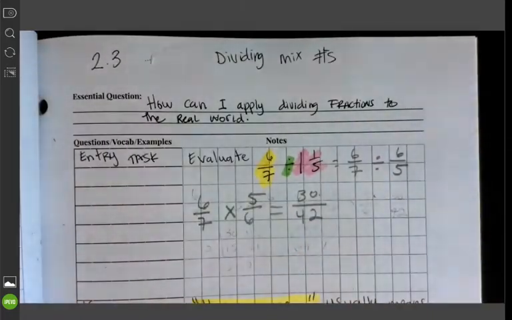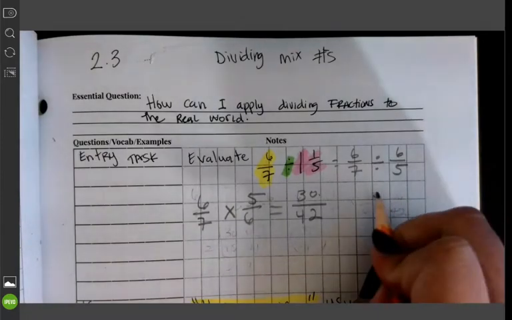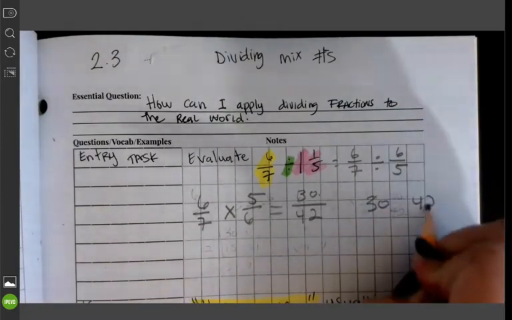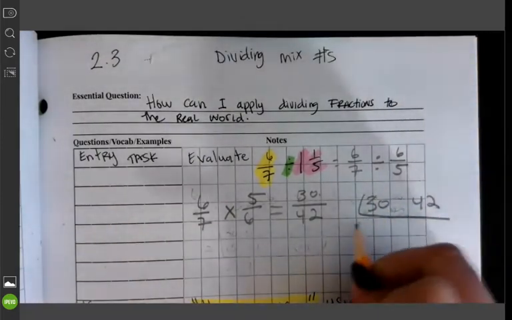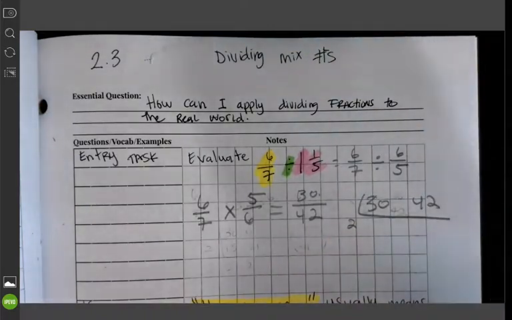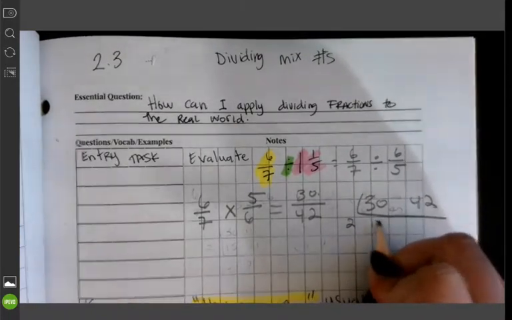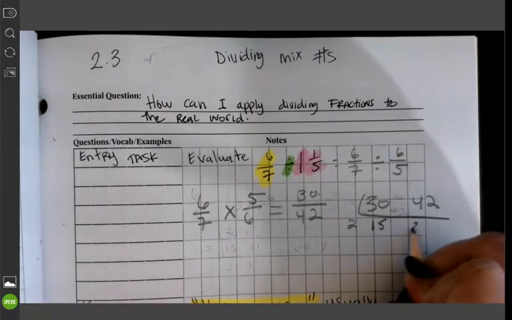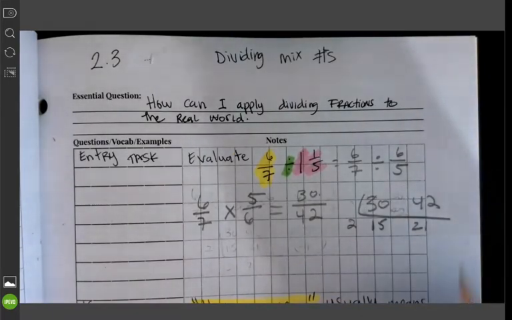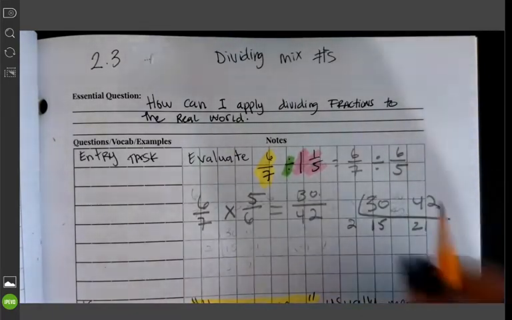Let's find what this is in simplest form. So I have 30 and 42. They're both even numbers, so I can divide by 2. 30 divided by 2 is 15, and 42 divided by 2 is 21. 21 is an odd number, so I cannot divide by 2.